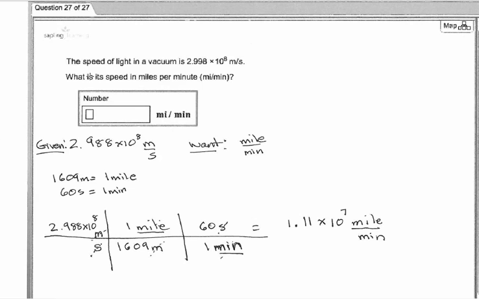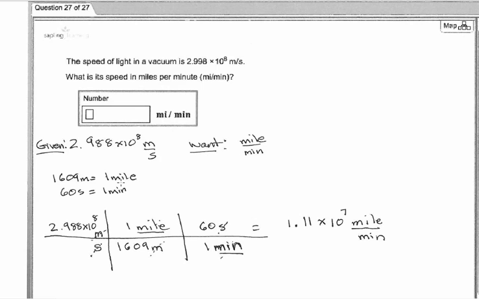In this problem, we're given the speed of light, and speed is distance per time. We're given that for every second, light travels 2.998 times 10 to the 8th meters. And we're asked to calculate the speed of light in a vacuum in miles per minute. So basically what we're doing is we're converting our meters to miles and our seconds to minutes.